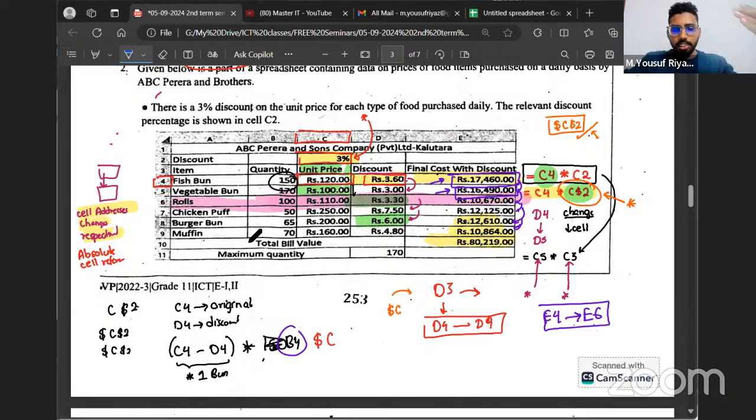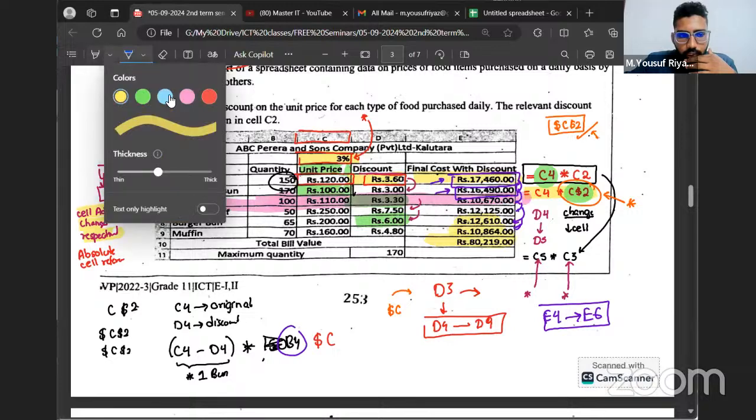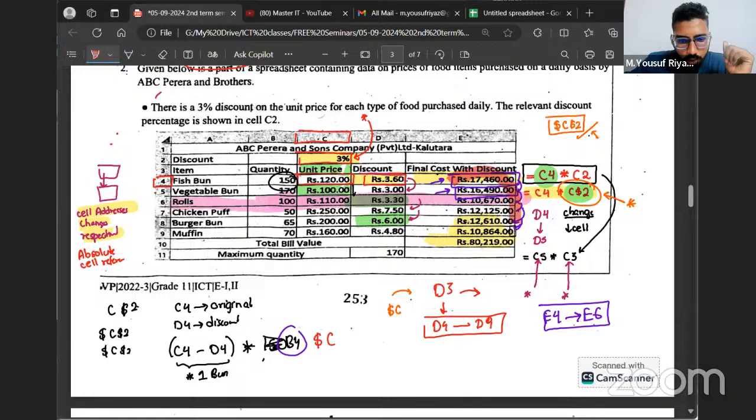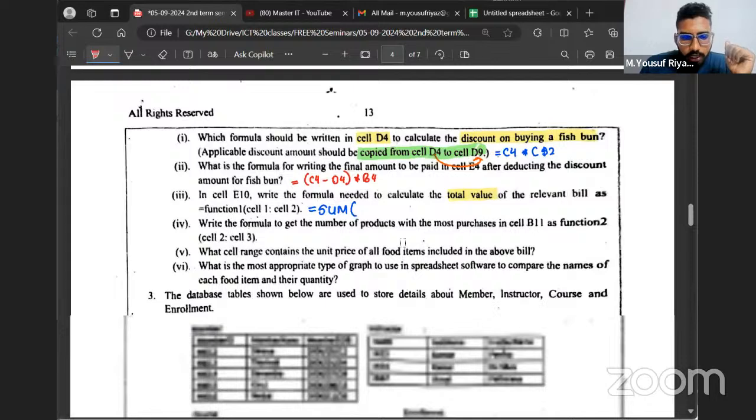Cell range is the starting cell up to the ending cell. So what is the cell range containing the numbers I have to add? Yes, the cell range is what? E4 to E9. This is a cell range I have to add together. E4 to E9, the starting cell to stopping cell. I'm going to start adding from E4 and go up to E9. So I'm going to write here E4 to E9.